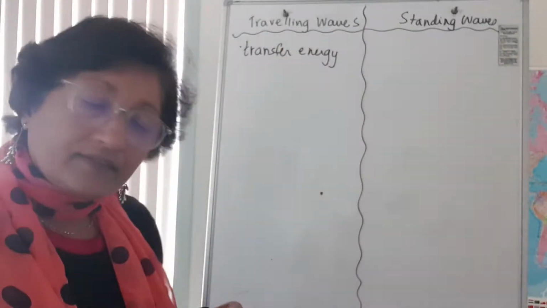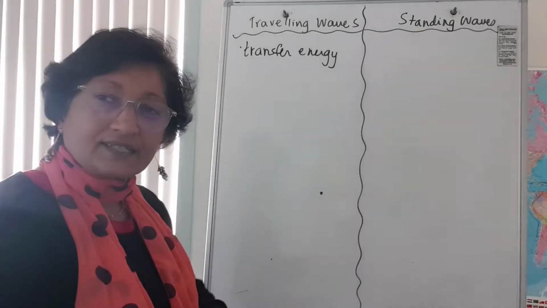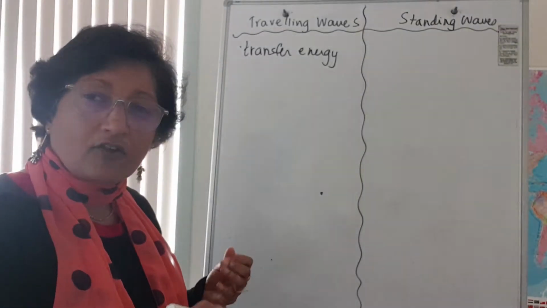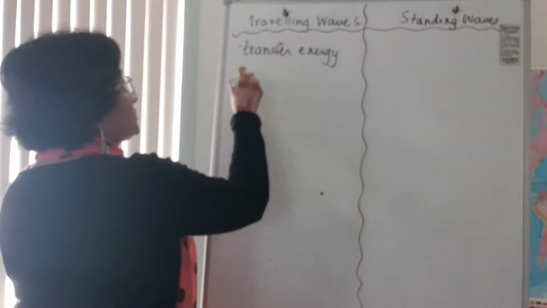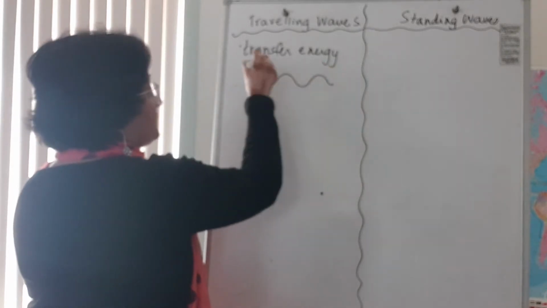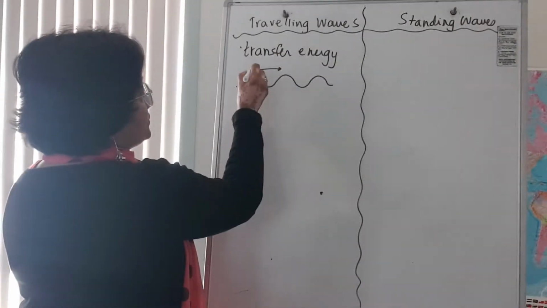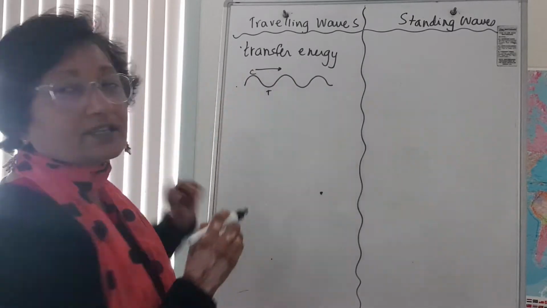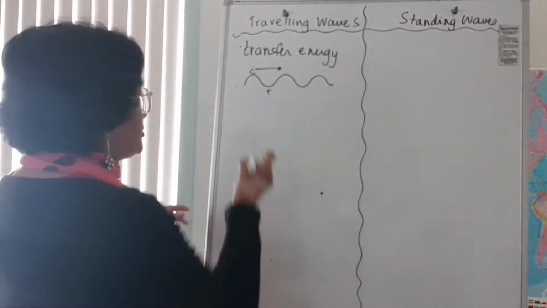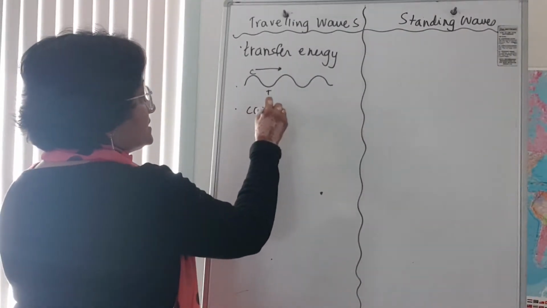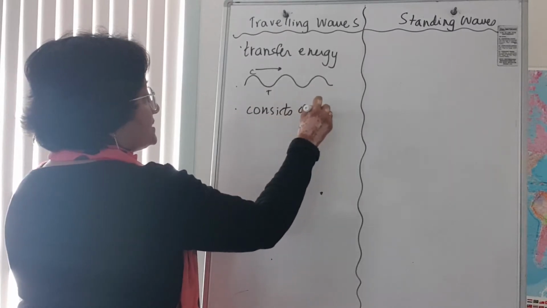The other thing about a traveling wave is that it consists of crests and troughs. So that's your traveling wave going forward. The top points are your crests, the bottom points are your troughs. So it consists of crests and troughs.